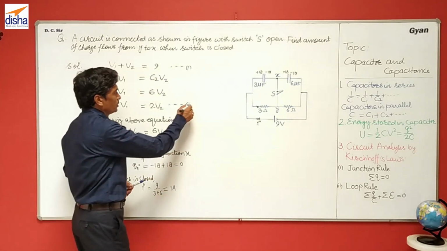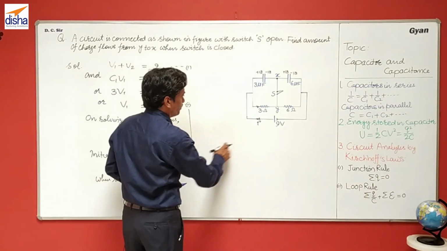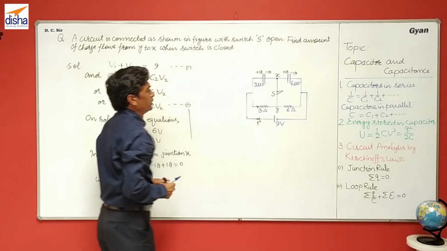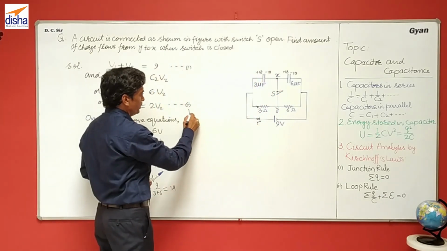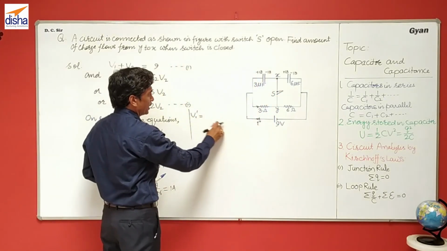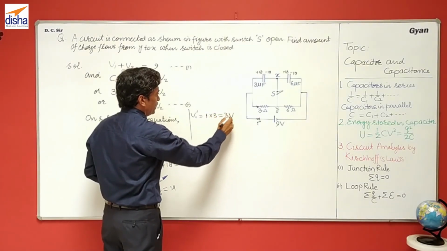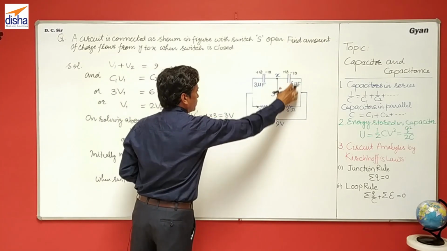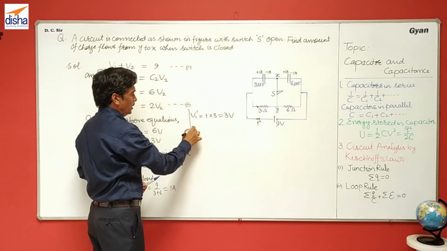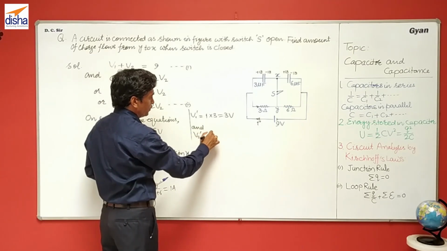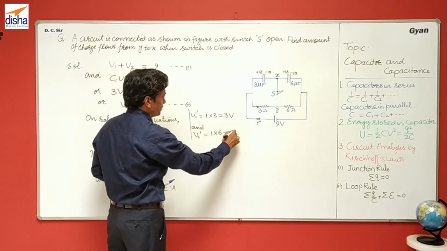So the potential drop across the 3 ohm will be equal to the potential drop of the 3 microfarad. That will be V1 dash is equal to IR, that is 1 into 3, so 3 volt. And across the 6 ohm, V2 dash is equal to 1 into 6, this will be 6 volt.